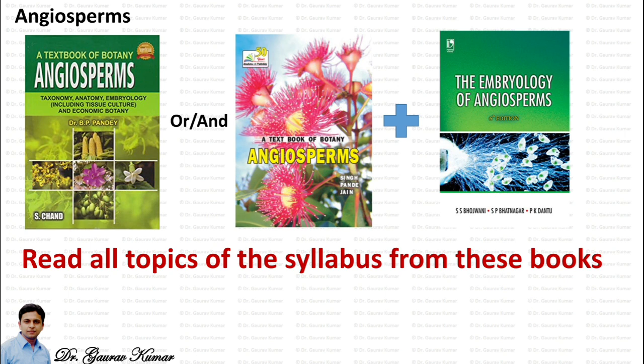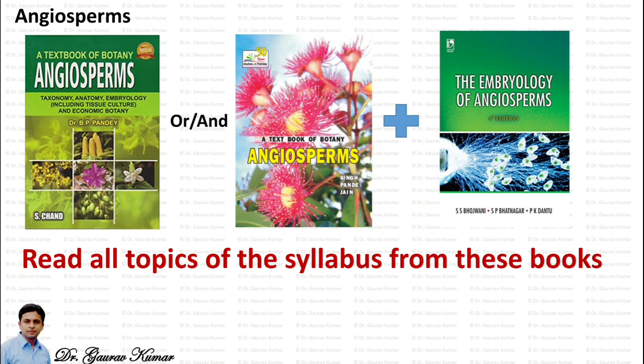Then we come to angiosperms. Again, they have asked questions from embryology, taxonomy, anatomy, and economic botany. For embryology, read from Bhojwani and Bhatnagar, because in embryology they are asking questions even from meiosis and the crucial parts of megasporogenesis, the ovule, the embryo sac, and callose deposition in pollen grain and anther. They are exploring the deeper areas of angiosperm embryology, so please devote your time to Bhojwani and Bhatnagar.